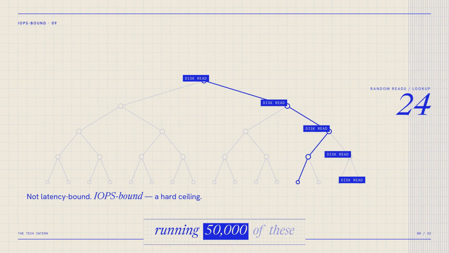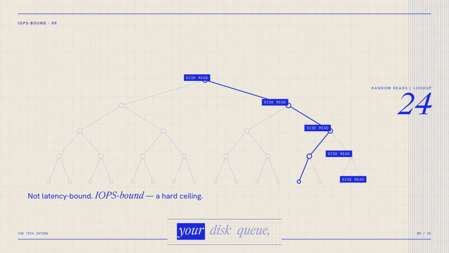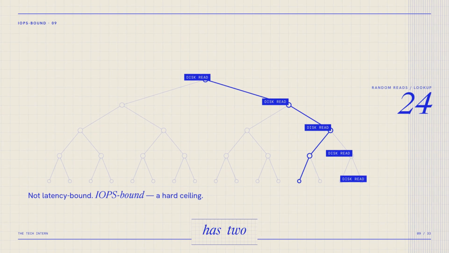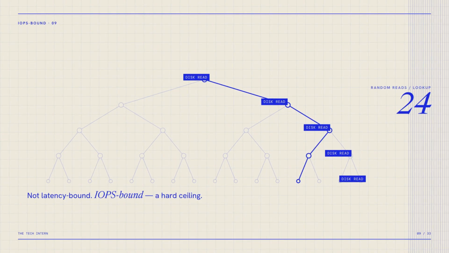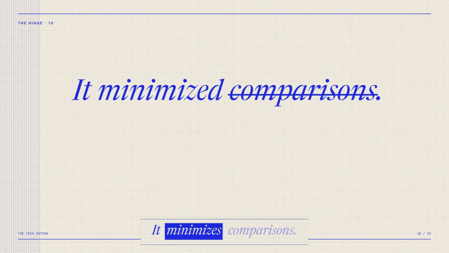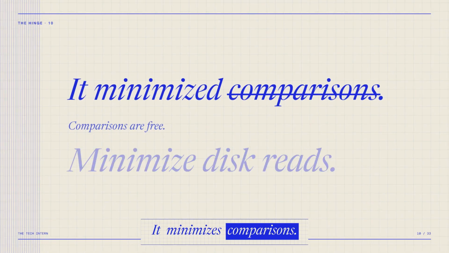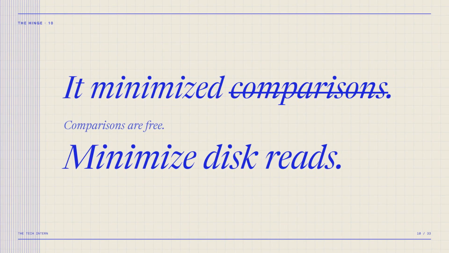Until you're running 50,000 of these a second and every single one is a random I/O your disk queue has to service. Now you're not latency bound, you're IOPS bound, and you've hit a hard ceiling. The binary tree optimized the wrong number. It minimized comparisons. Comparisons are free. What we actually have to minimize is disk reads.